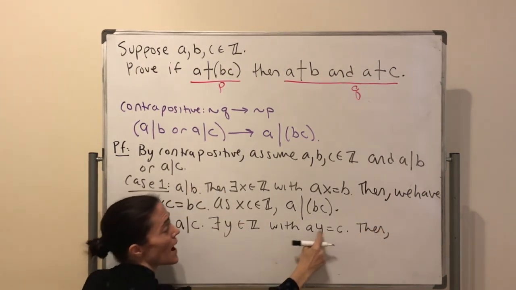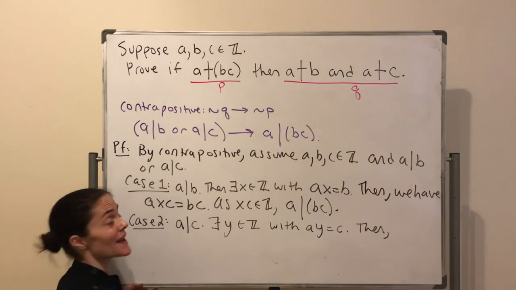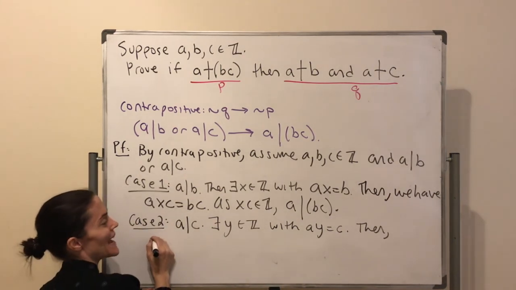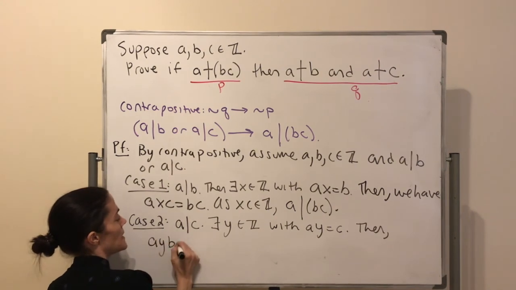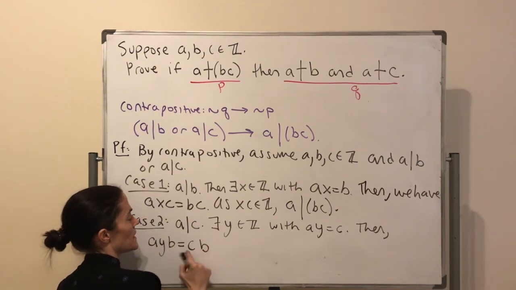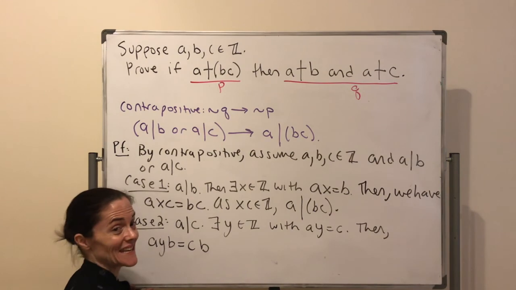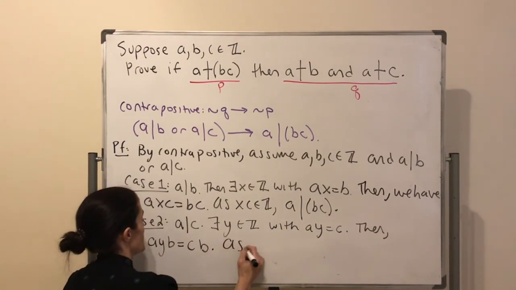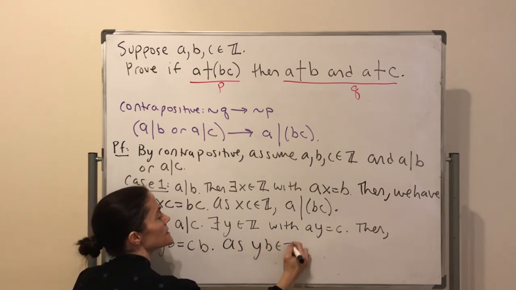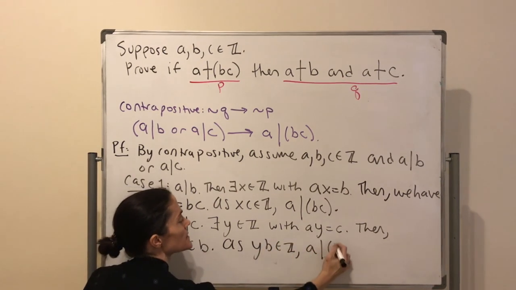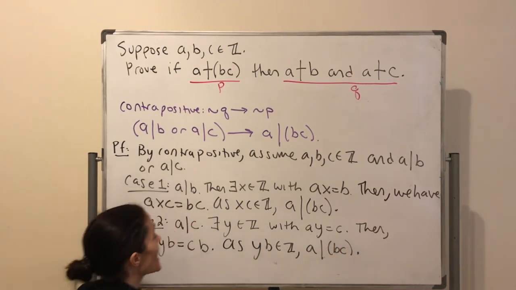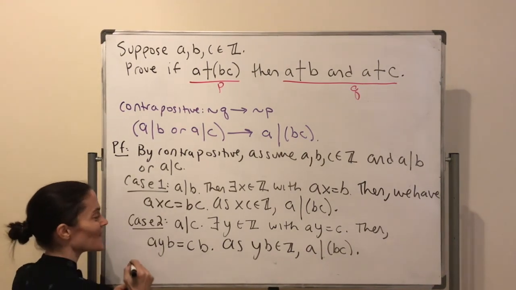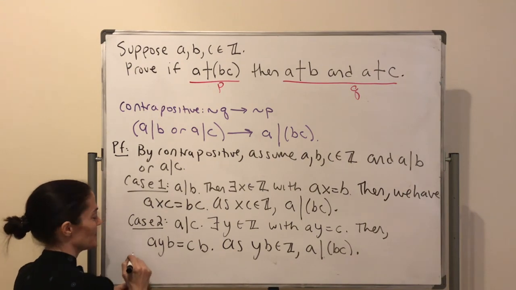Now I have ay equals c. I can just multiply just like I did here, except I multiply both sides by b. So I would have ayb equals cb, and cb and bc are the same thing, as yb is an integer. We get that a divides bc. And in either case, we have shown what we want to show. So we are finished.